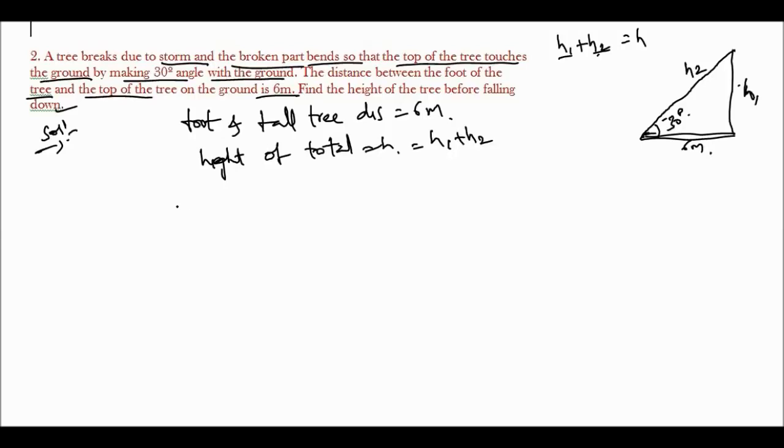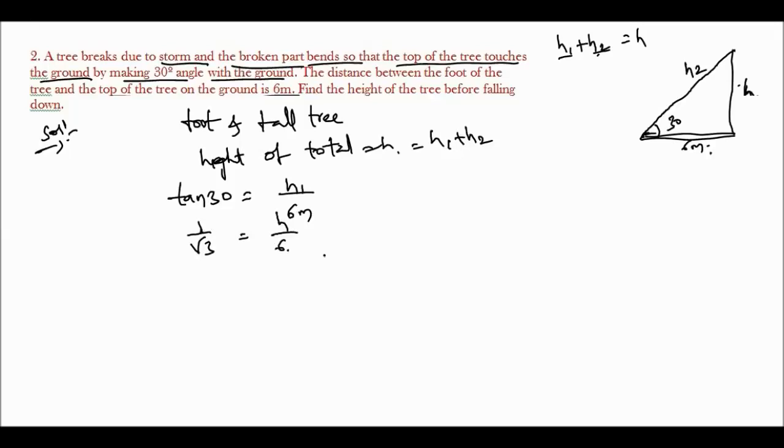The angle made is 30 degrees. So tan 30 is equal to opposite by adjacent, that is h1 divided by 6 meters. The value of tan 30 is 1 by root 3. So h1 by 6 equals 1 by root 3, so h1 is equal to 6 by root 3.